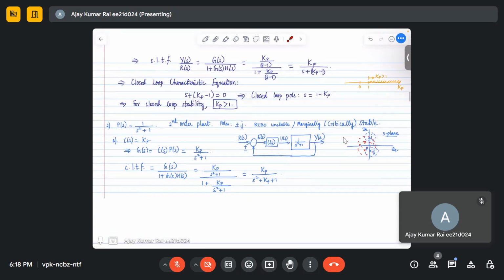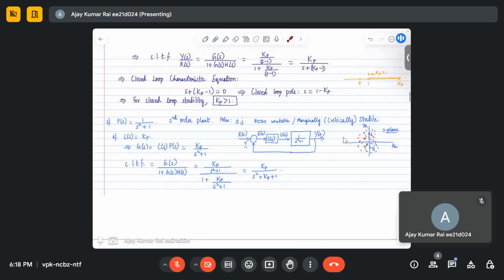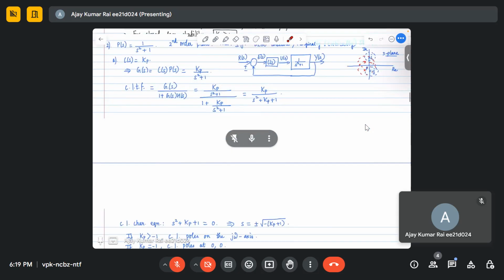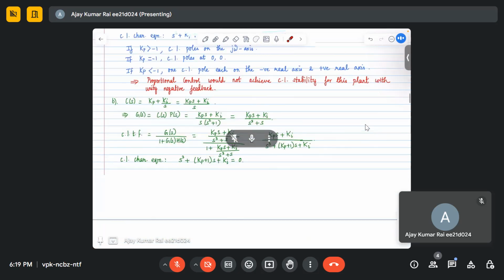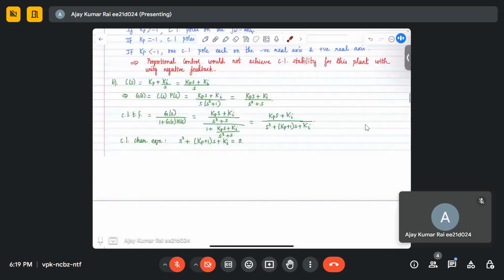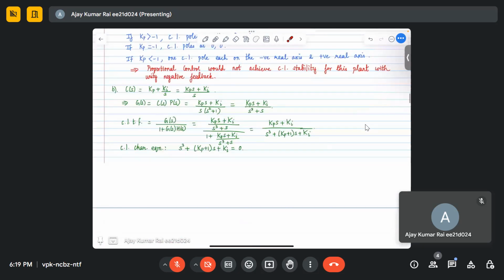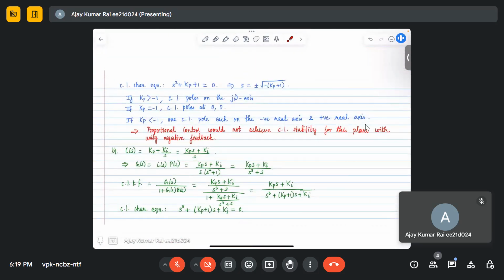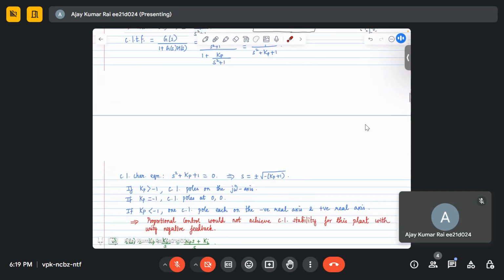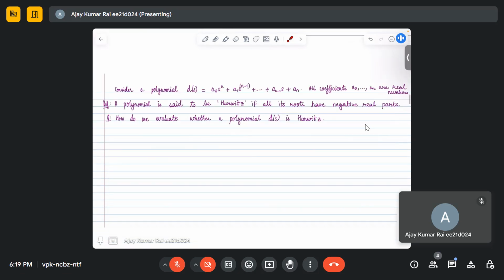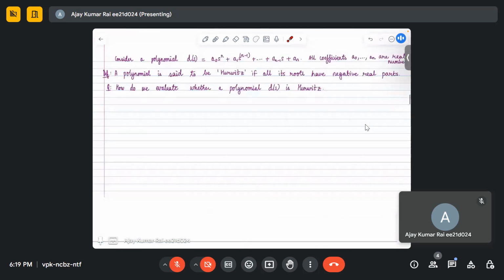Based on the plant transfer function, we have to choose which controller to use, so that first the stability is met. After stability, we'll go to the performance. This is up to week 4.